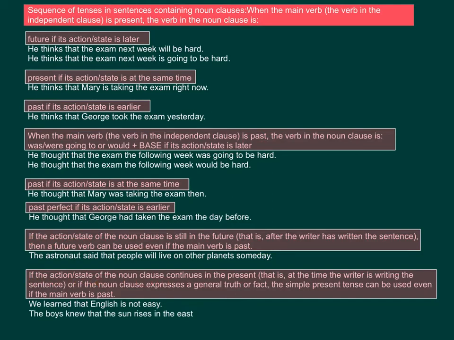If the action or state of the noun clause continues in the present, that is, at the time the writer is writing the sentence, or if the noun clause expresses a general truth or fact, the simple present tense can be used even if the main verb is past. For example, we learned that English is not easy. Or the boys knew that the sun rises in the east.